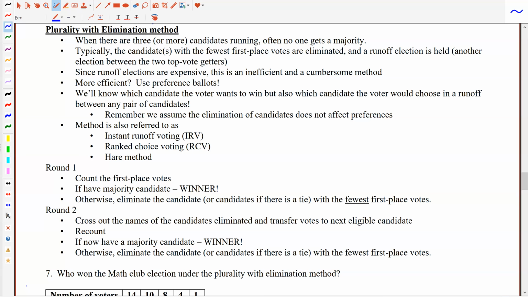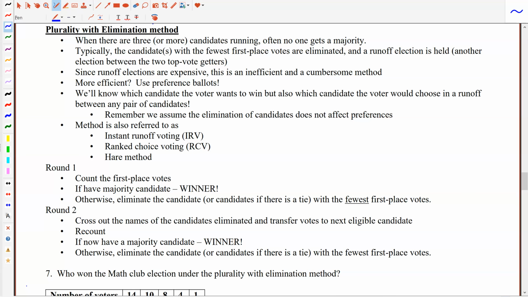So a runoff election is just another election, and it's going to be between those top 2 vote getters. Now, since runoff elections are expensive, this is an inefficient and a very cumbersome method. So you'd have to hold another election, you have to secure all of your voting places, you have to get people to administer the election, you'd have to get all of your voters to come back out. So it's a big process.